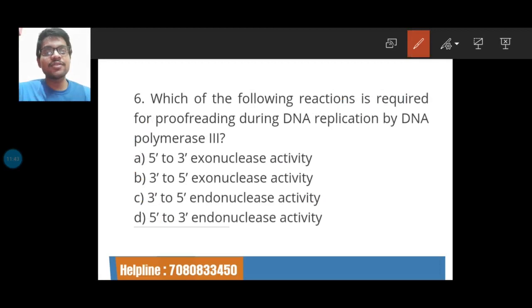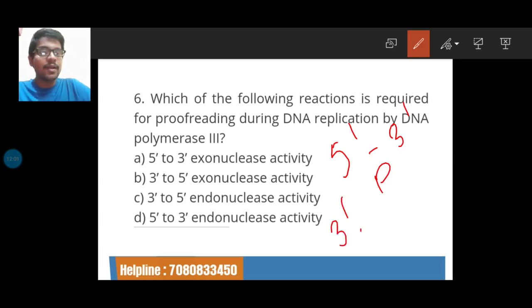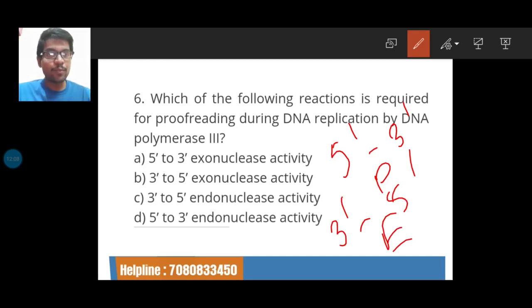Now the second question asks which of the following reactions is required for proofreading during DNA replication by DNA polymerase 3. We all know that DNA polymerase 3 has two properties. One is 5' to 3' polymerase activity, and the other is 3' to 5' exonuclease activity. Now you require exonuclease activity for proofreading, so proofreading is done by the 3' to 5' exonuclease activity.